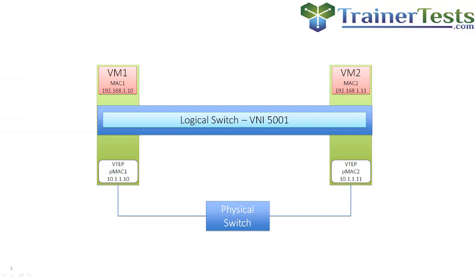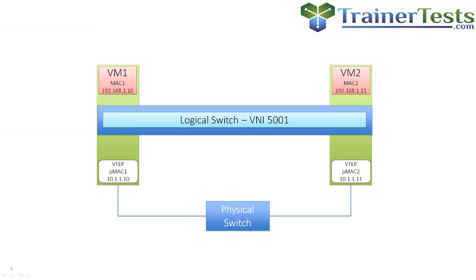In this diagram, we have two virtual machines that are connected to the same logical switch, VM1 and VM2. And you'll notice that VM1 and VM2 are on the same IP address range, 192.168.1.10 and 192.168.1.11. So these are two virtual machines connected to the same logical switch, and if they want to communicate with each other, that's going to be layer 2 traffic.